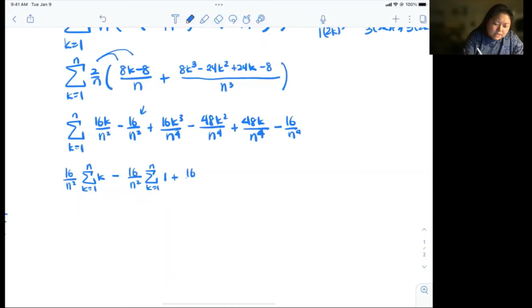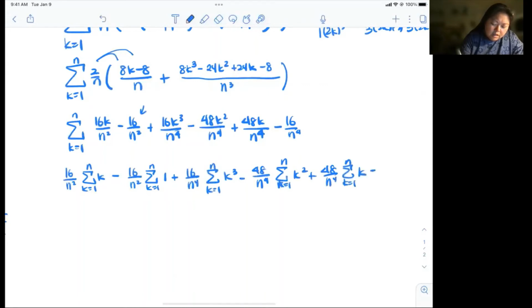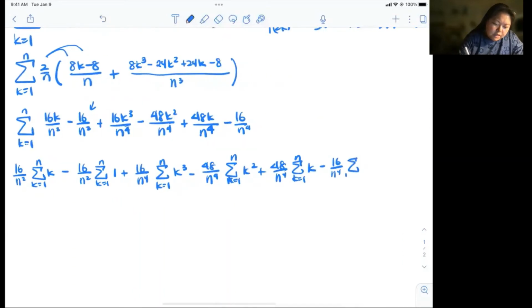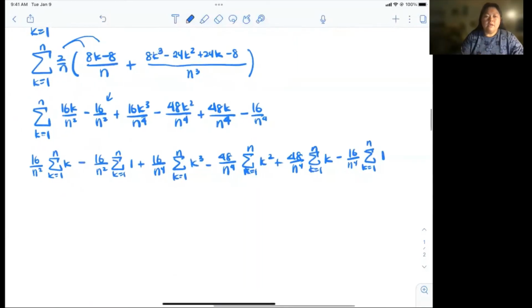Then plus 16 over n to the 4th, sigma k equals 1 to n of k cubed, minus 48 over n to the 4th, sigma k equals 1 to n of k squared, plus 48 over n to the 4th, sigma k equals 1 to n of k, minus 16 over n to the 4th, sigma k equals 1 to n of 1. Okay, all right.